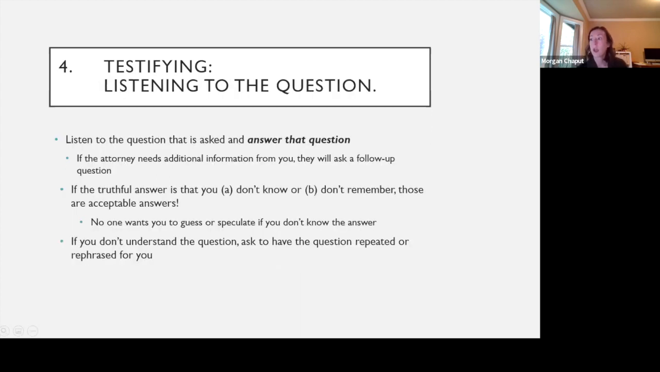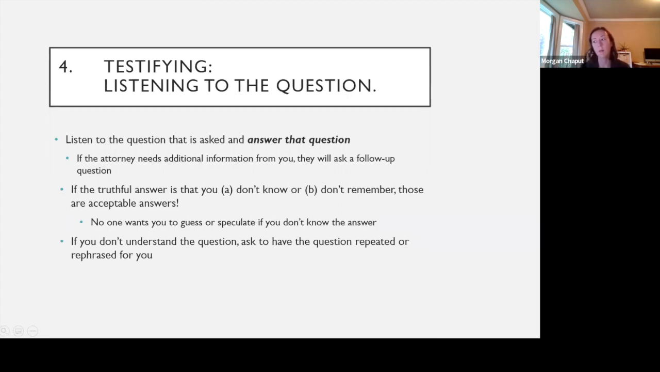Okay, number 4, testifying. So listen to the question that is asked and answer that question. If the attorney needs additional information from you, they will ask a follow-up question. So the example that I give is if an attorney asks you, do you like apple pie? The answer to that question is yes or no. It's not, generally speaking, well, yes, but I really prefer blueberry with a specific crumble crust, and et cetera, et cetera, et cetera. Okay. So really listen to the question. If they want more information, they'll ask a follow-up question.